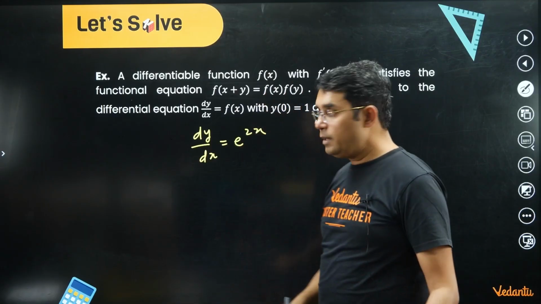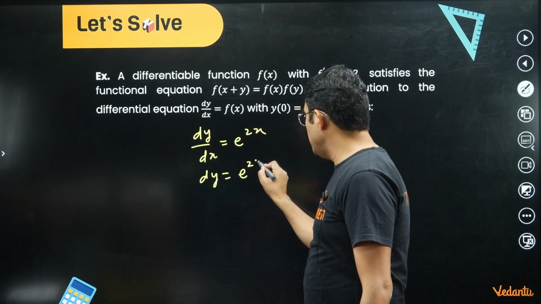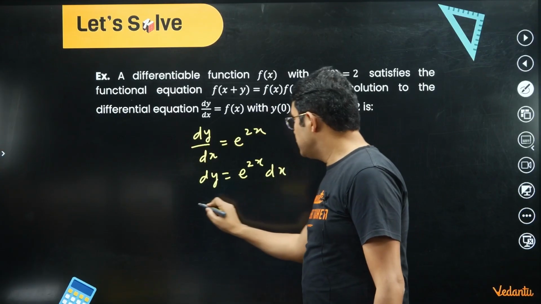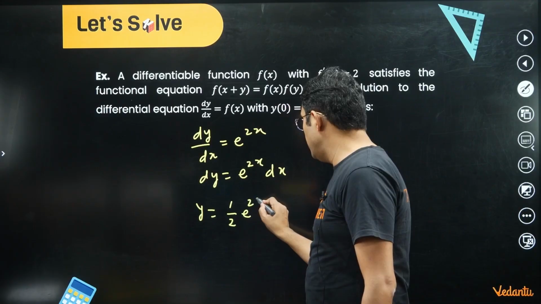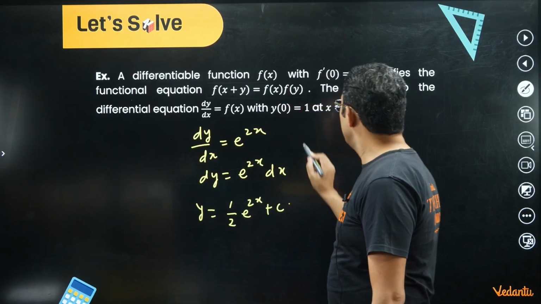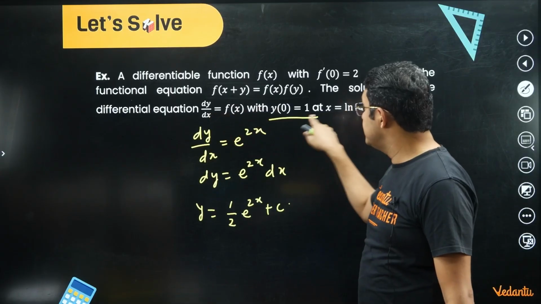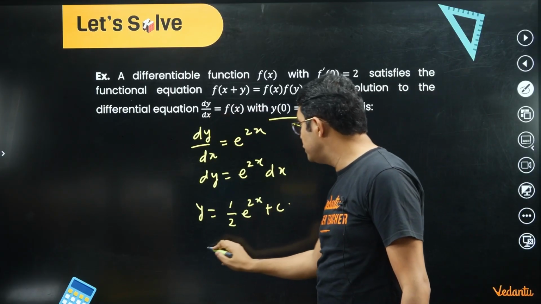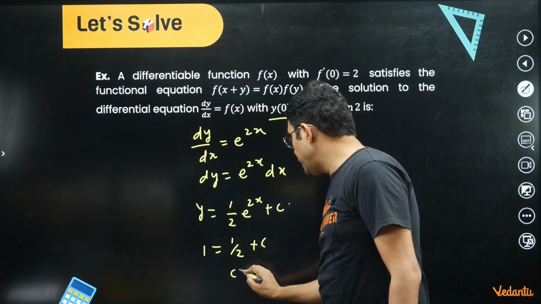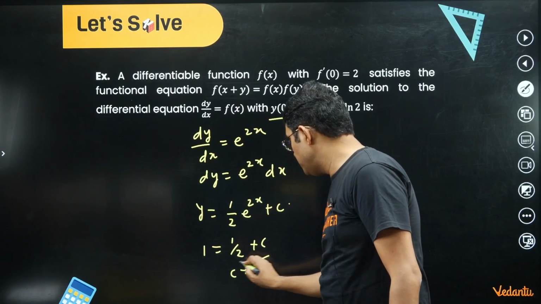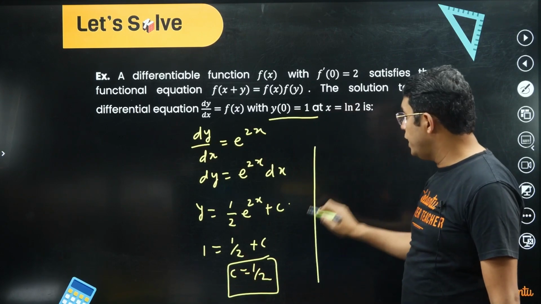I think it is very simple, variable separable: dy equal to e power 2x into dx. So if we integrate it, it will be y equal to 1 upon 2 e power 2x plus c. And we are given y of 0 for this equal to 1. So if you put x is equal to 0, that will be 1 is equal to 1 upon 2 plus c. So the value of c is coming out to be 1 upon 2. Okay. Now they are asking the value at x is equal to ln 2.